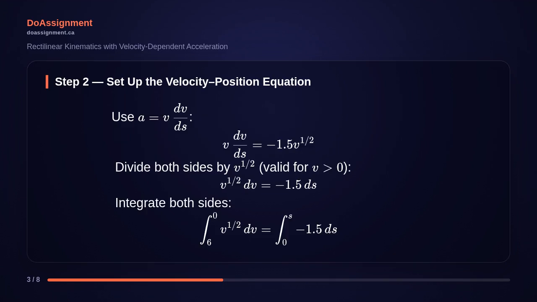Using the relation a equals v times dv/ds, we substitute the acceleration and divide both sides by the square root of v. This separates variables into v to the 1/2 dv on the left and negative 1.5 ds on the right. We then set up definite integrals with v going from 6 to 0 and position going from 0 to s.